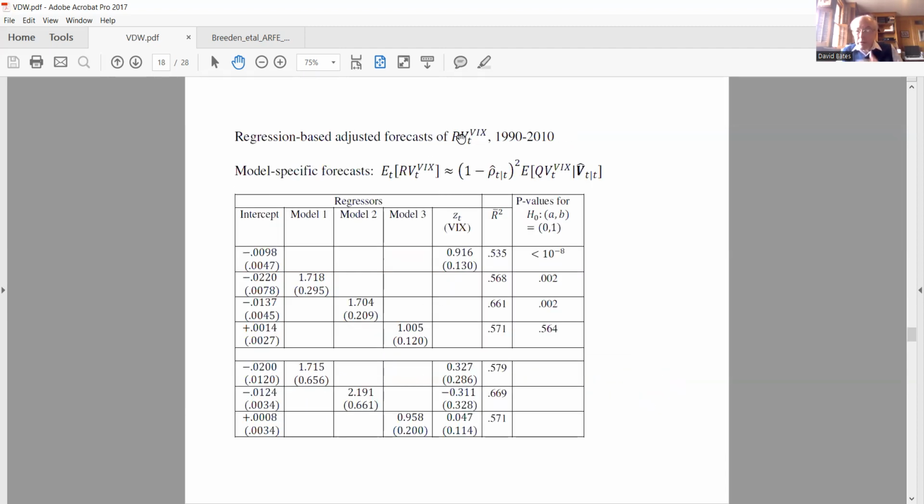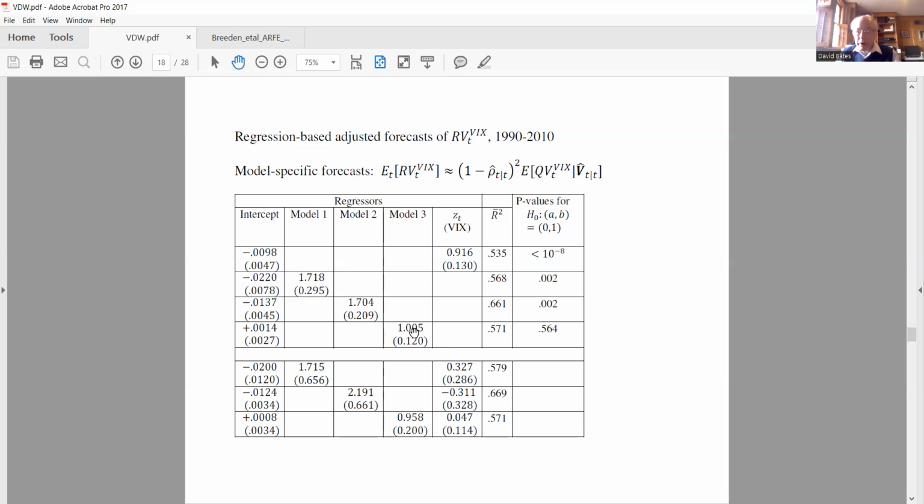They do seem to be affecting variance forecasts. So here are, again, these variance forecasts. Here are univariate regressions. Here's realized variance regressed on VIX, for instance, over this 1990 to 2010 period. Again, highly informative, but biased, and p-value less than 10 to the minus 8. For these others, the intercepts typically require bias adjustment, except for the third model. The third model, no bias adjustment seems necessary.